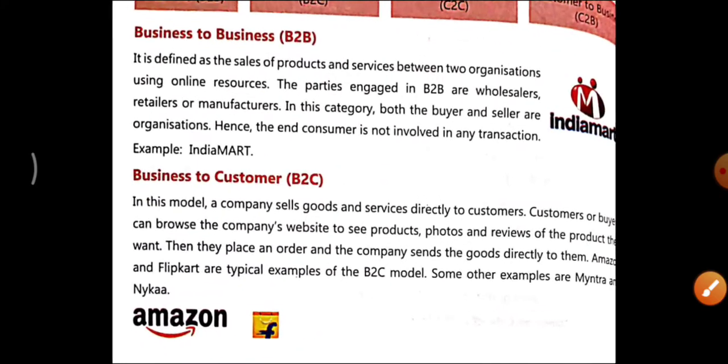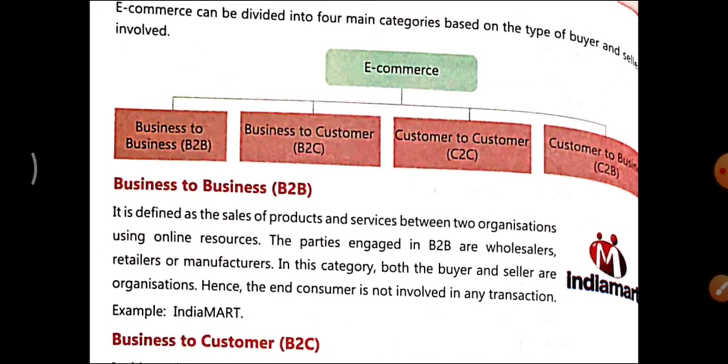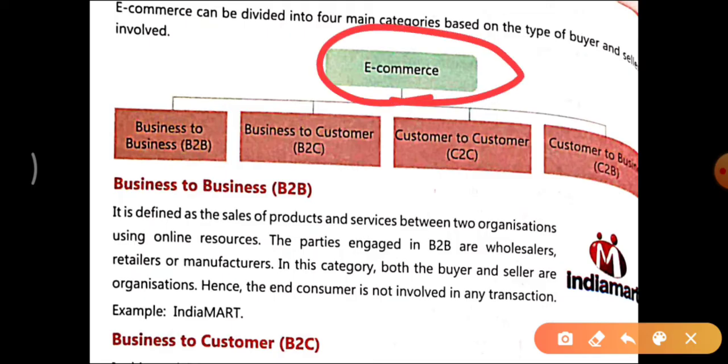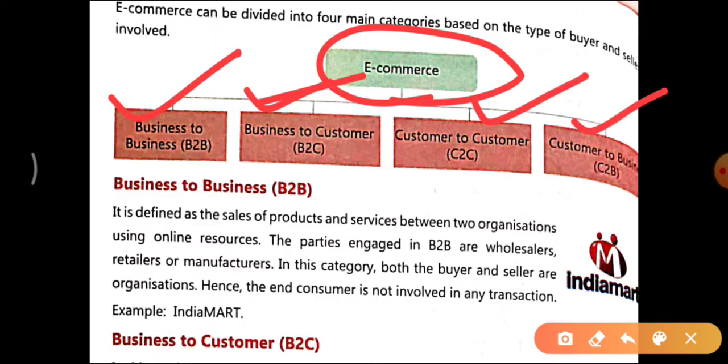Now the next thing is that four types of e-commerce are there. B2B, business to business; B2C, business to customer, that is Amazon, Flipkart; C2C, customer to customer, OLX, Quikr; and the last one is C2B, customer to business, consumer to business. Like a farmer can sell their product to companies, so that is called C2B, customer or consumer to business.